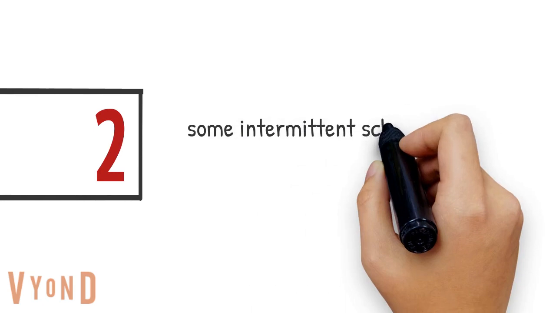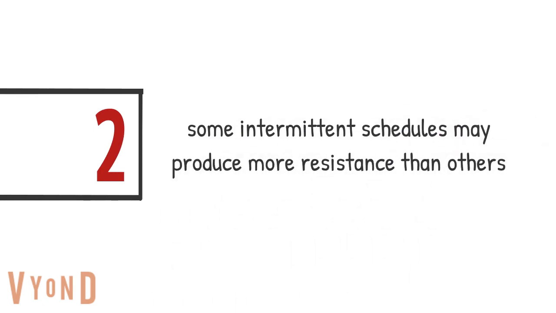The second statement is that some intermittent schedules may produce more resistance to extinction than others, right? So more predictable schedules are more, quote unquote, extinguishable than less predictable schedules. A more predictable schedule would be a fixed ratio or a fixed interval, knowing that after a certain amount of responses or after a certain amount of time, one will get reinforced, whereas a variable interval or a variable ratio is less predictable. So again, they'll never know when they're going to get reinforced, so they're going to maintain that behavior.